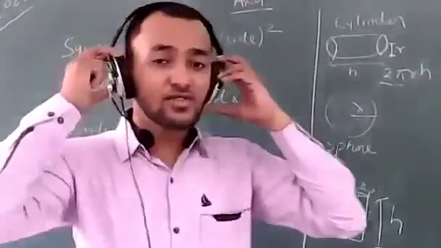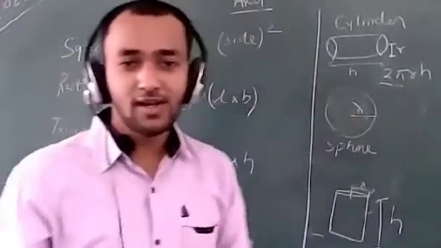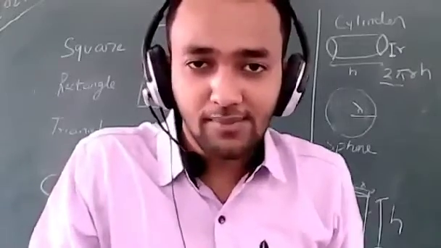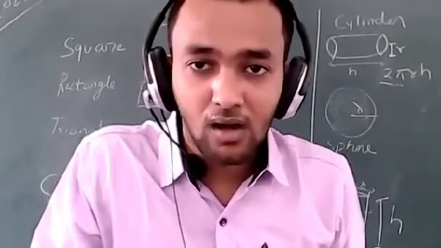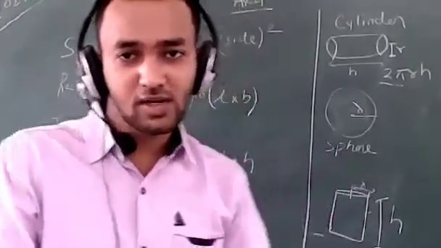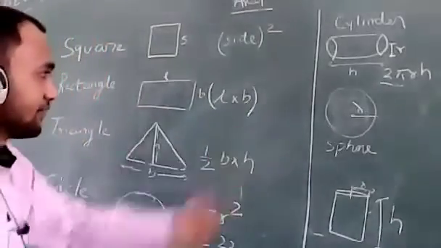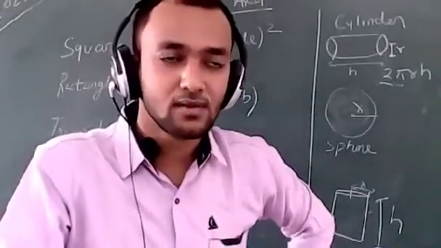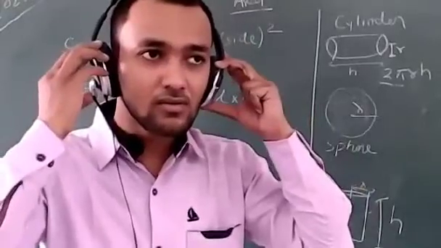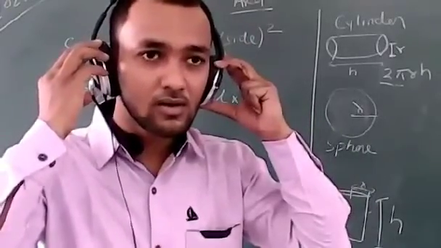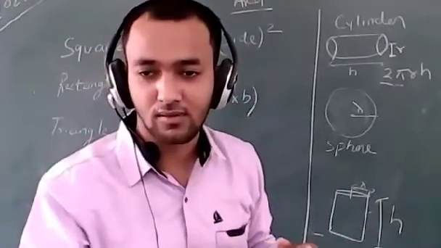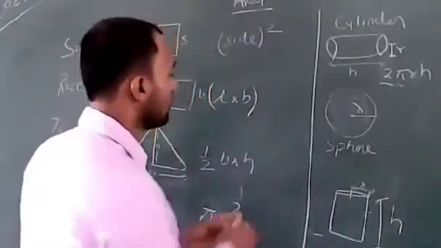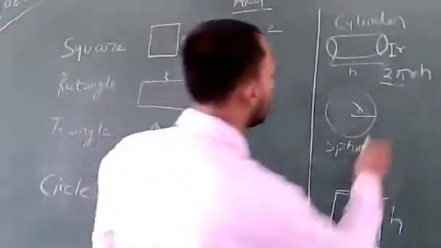And our next shape is sphere. Sphere is like your cricket ball, football. So tell me, Shreya Yadav, what will be the surface area of sphere? Sir, surface area of a sphere is 4 pi into radius square. Very good. So the surface area of sphere is 4 pi r square.